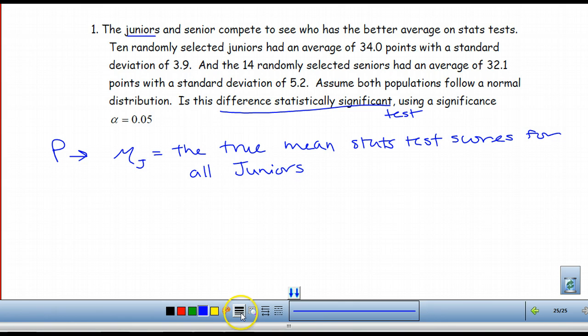It doesn't say if this is for a specific class. It doesn't say if this is for the school. So we're just going to leave it at that. But if they had addressed that, we'd make sure to do that. And our mu s, we'll say for seniors, same thing but for seniors.